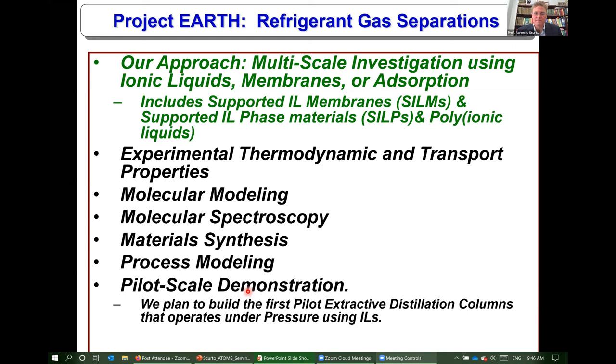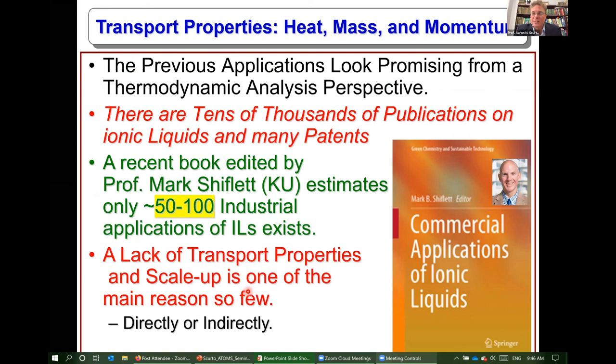So I've showed several different potential applications of ionic liquids and refrigerant gases. From a thermodynamic modeling perspective, they look to be very promising. But I wanted to take a more global look at things. If you look at the literature right now, obviously there are tens of thousands of publications and patents dealing with ionic liquids. My colleague Mark Shiflett actually just edited a book that came out recently on the commercial applications of ionic liquids. He and other industrial leaders with ionic liquids came together, and they estimated that there are probably about 50 industrial applications of ionic liquids and maybe about 50 that are currently being used as industrial trade secrets. So they're not being published as being used.